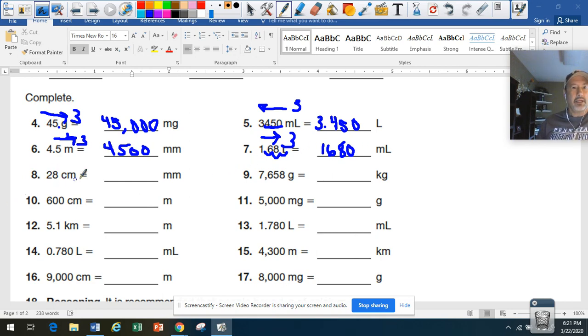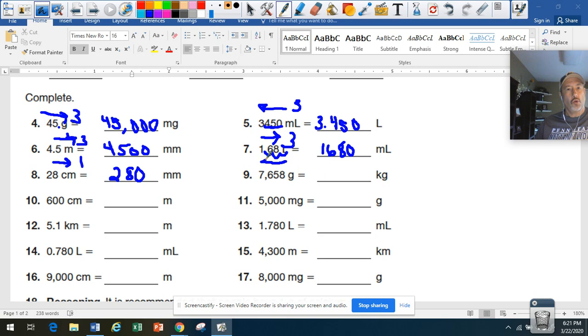Okay, here we go. I got centimeters to millimeters, bigger to smaller. Once again, go to the right, but this time we're only going 1. Okay, so we move this 1 place to the right. This gives us 280 millimeters.